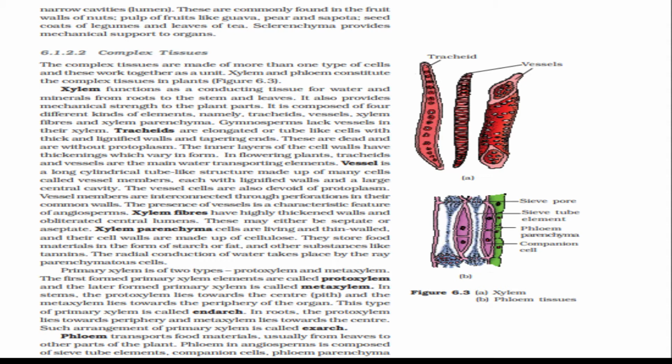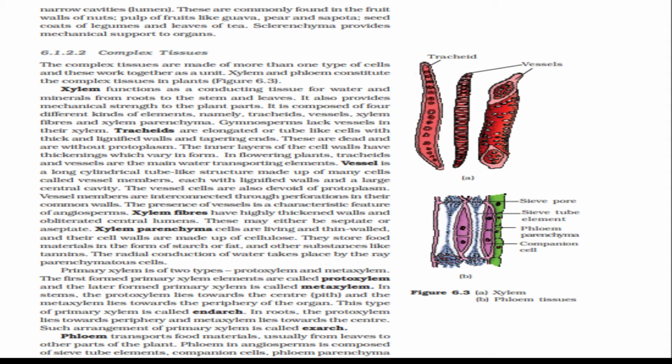Xylem functions as a conducting tissue for water and minerals from roots to the stem and leaves. It also provides mechanical strength to the plant parts. It is composed of 4 different kinds of elements, namely, tracheids, vessels, xylem fibers and xylem parenchyma. Gymnosperms lack vessels in their xylem.